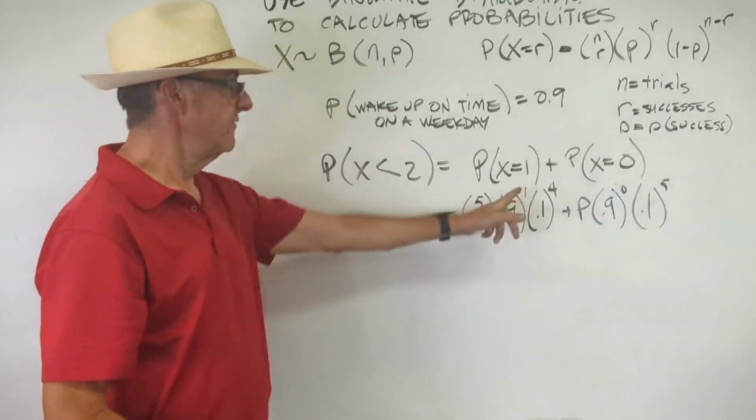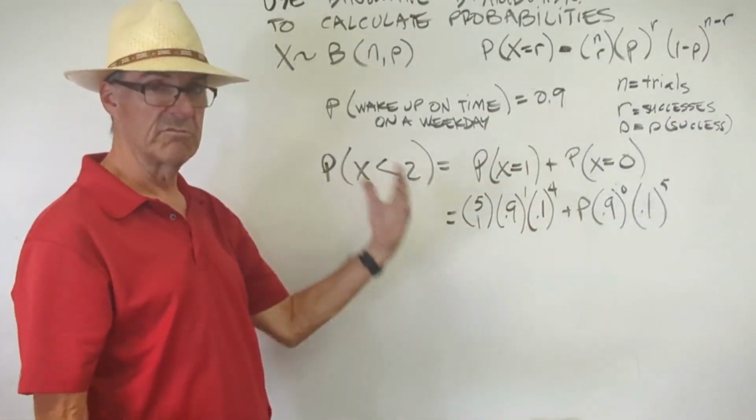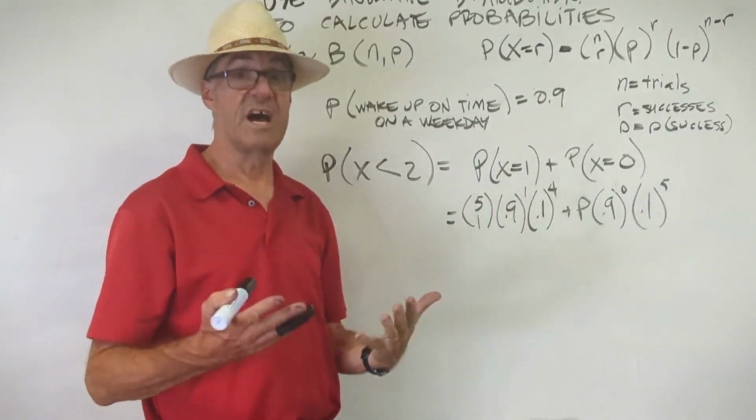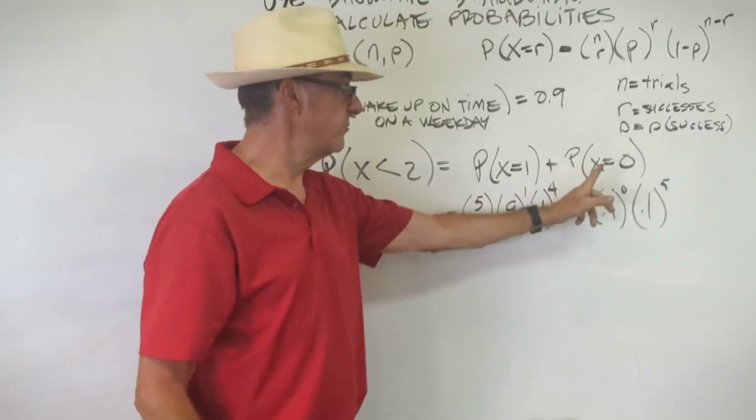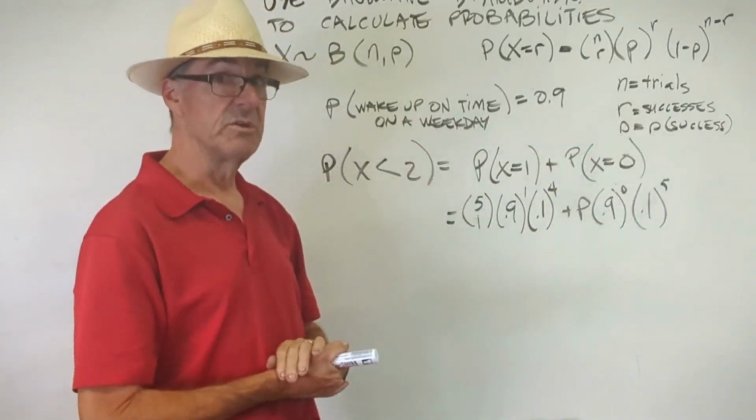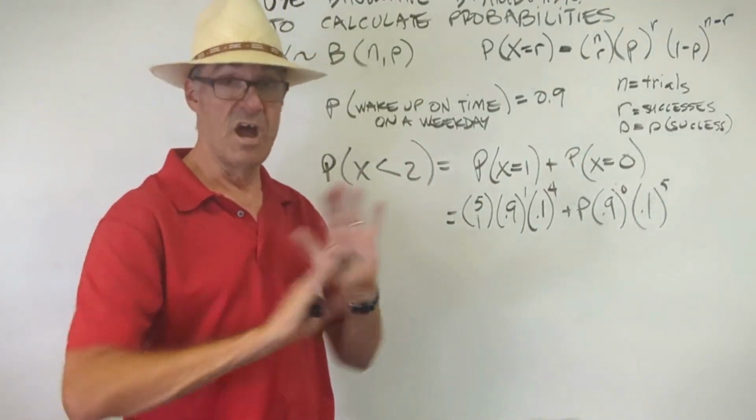2 steps for you. First, the general step. Here's what we're doing. It's our roadmap. What is the probability that random variable X equals 1, wakes up on time once? And we're going to add that to the probability that the random variable X equals 0, which is wakes up on time not at all.